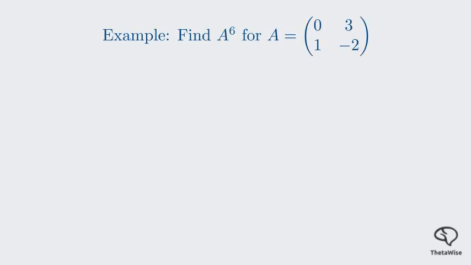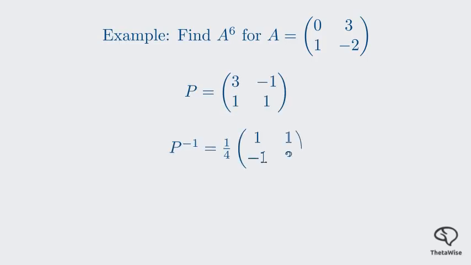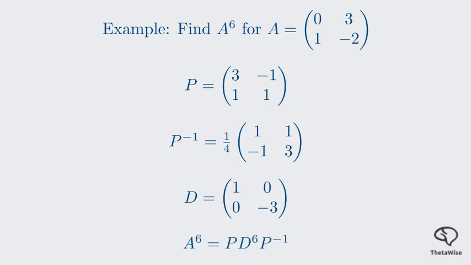Let's put this into practice with our running example. Let's use diagonalization to find A to the power of 6, where A is the matrix from before. We have everything we need from our previous calculations. We have the diagonalizing matrix P, its inverse P inverse, and the diagonal matrix D, which holds the eigenvalues 1 and negative 3. Now we can write down our formula for A to the 6. A to the 6 equals P times D to the 6 times P inverse.